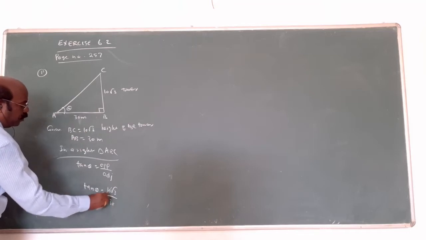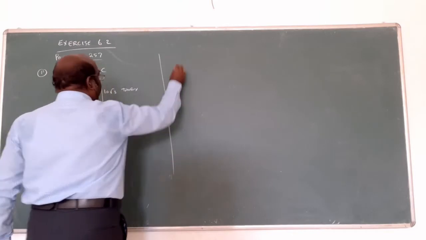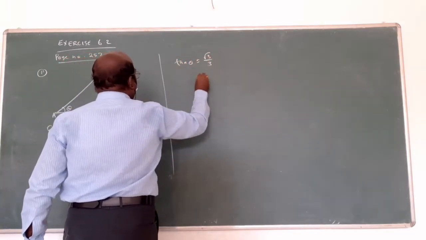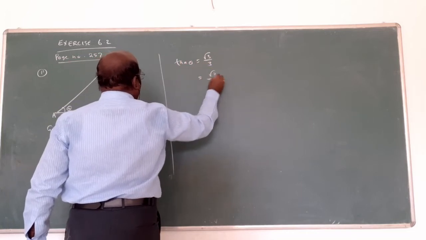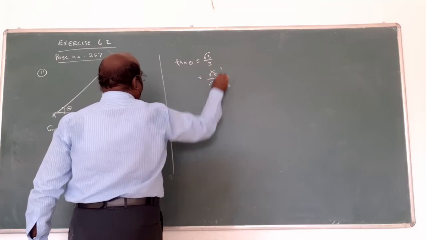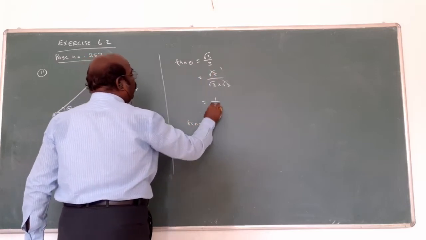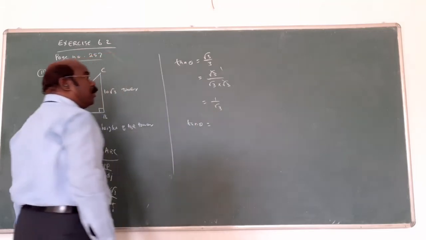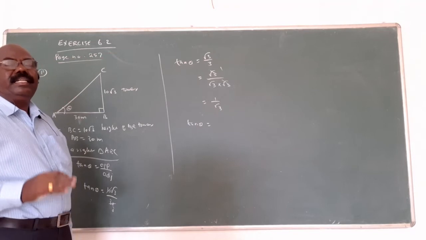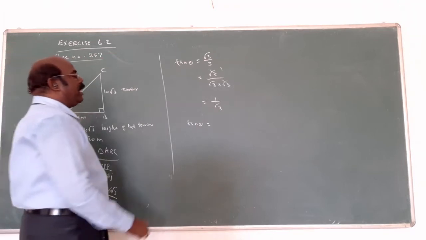Am I correct? 1 time, 3 times. Again, tan theta equals √3 by 3. We want theta, that's why √3 by 3 can be √3 by √3 times √3. One √3 cancels. Am I right? 1 by √3. So tan theta equals 1 by √3, which can be written as tan 30 degrees.